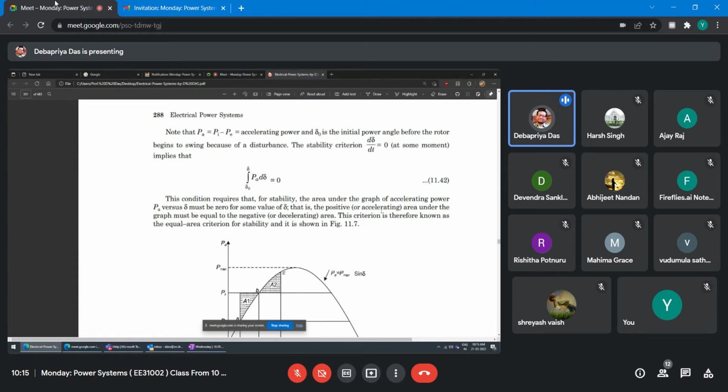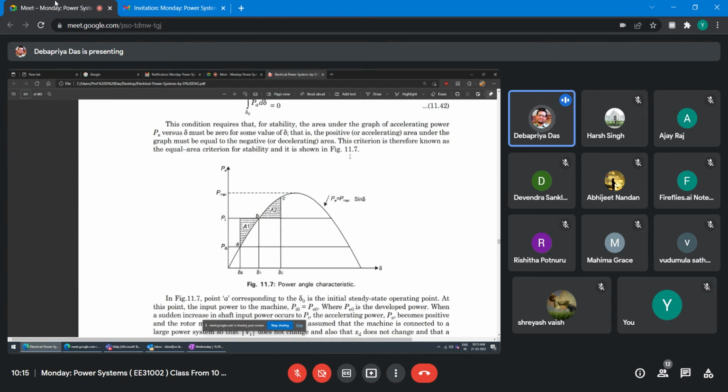That is, the positive area, which we call the accelerating area or accelerating energy under the graph, must be equal to the negative one, the decelerating energy. This criterion is therefore known as the equal area criterion.